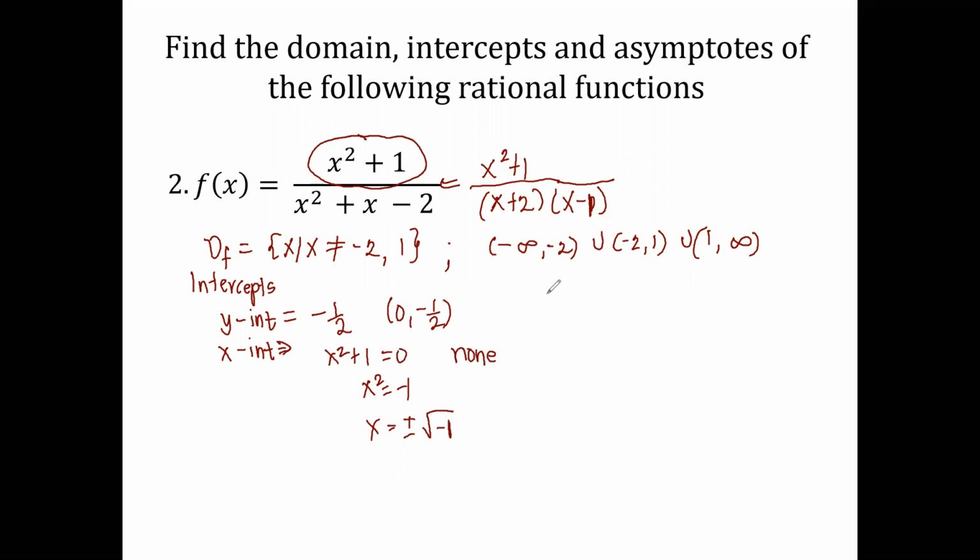So let's have the asymptote, vertical asymptote. The vertical asymptote comes from the denominator equated to 0. So you have x equals negative 2 and x equals 1.